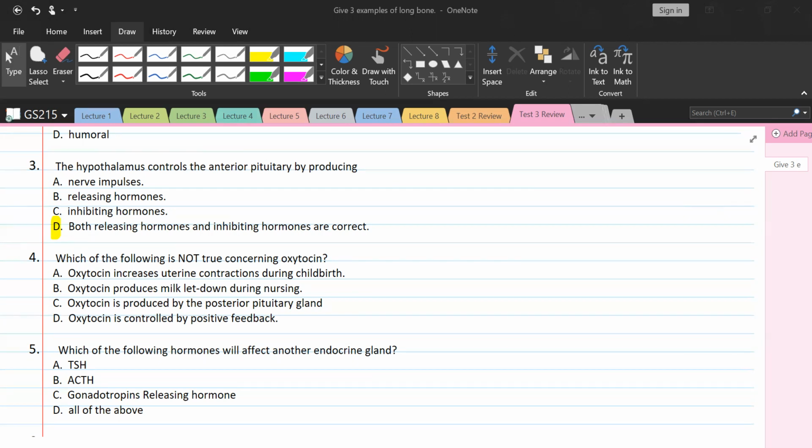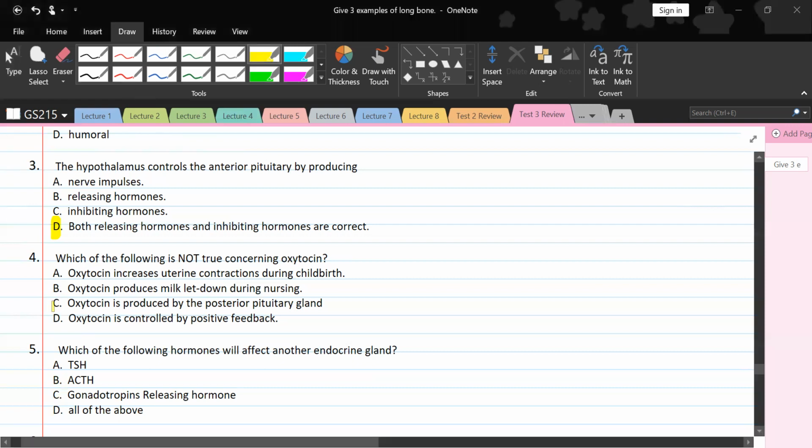It's kind of all over the place here. Let's take a look. The correct answer is C. That's the one that is not true, because oxytocin is not produced by the posterior pituitary. Oxytocin is produced by the hypothalamus. It's just being stored and released from the posterior pituitary gland. Everything else is true about oxytocin.